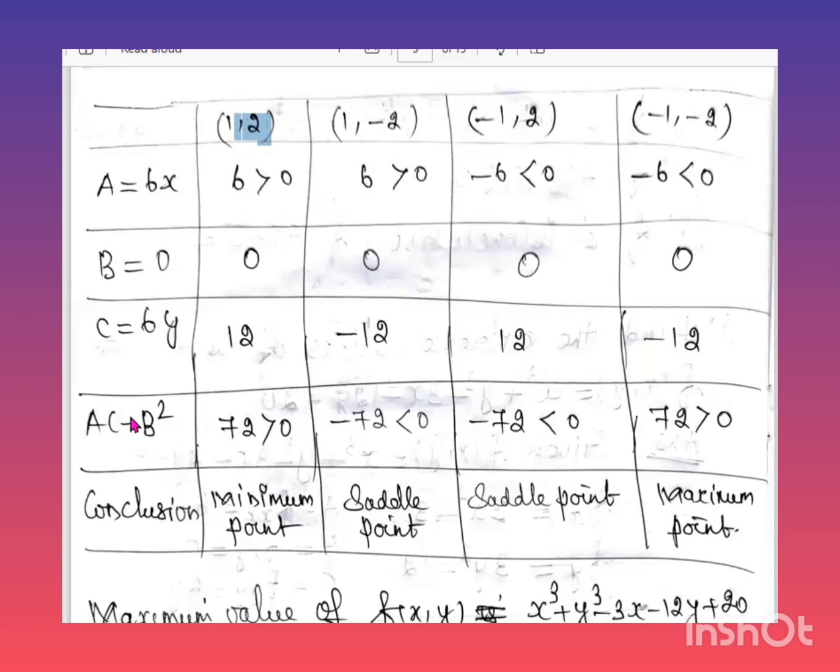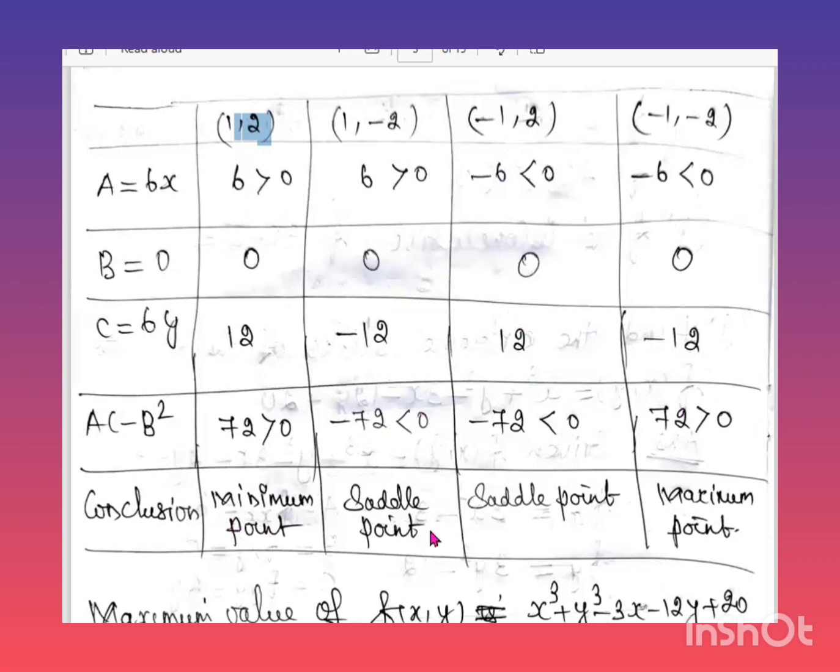Next, AC minus B square. A is 6, C is 12, AC is 72, minus B square, which is 0. So 72 minus 0 will be 72, which is greater than 0. Then AC, 6 into minus 12, is minus 72, which is less than 0. Then you have to multiply AC, minus 72, minus B square is 0, so minus 72 is less than 0. Minus 6, minus 12 gives plus 72, which is greater than 0.